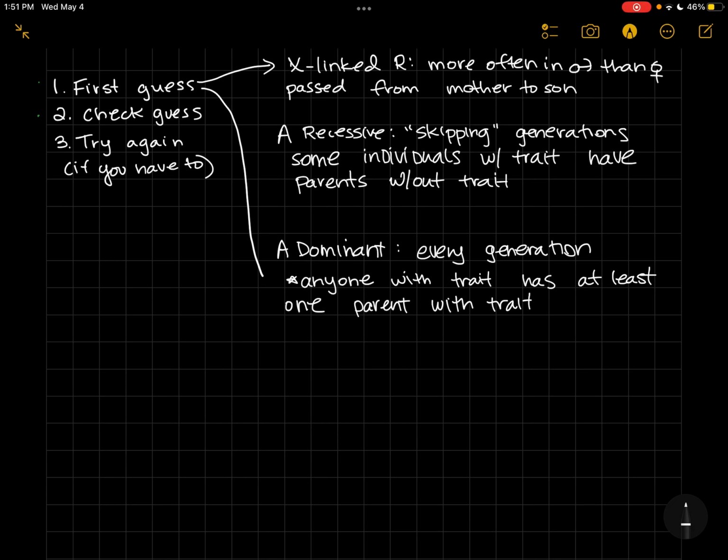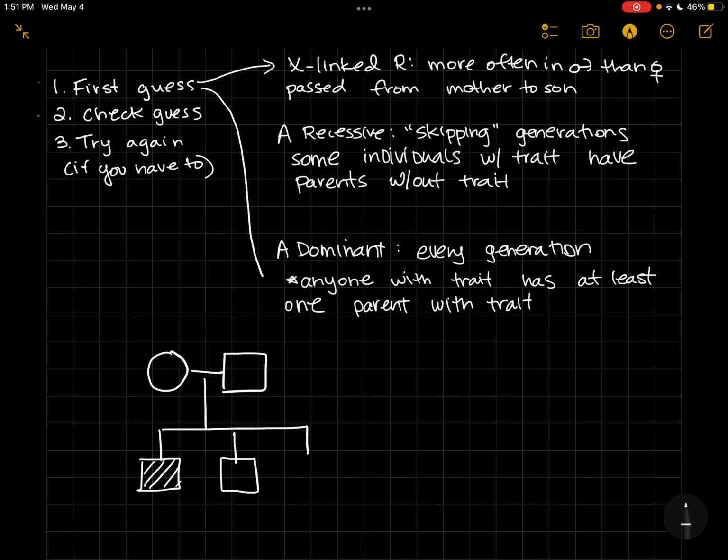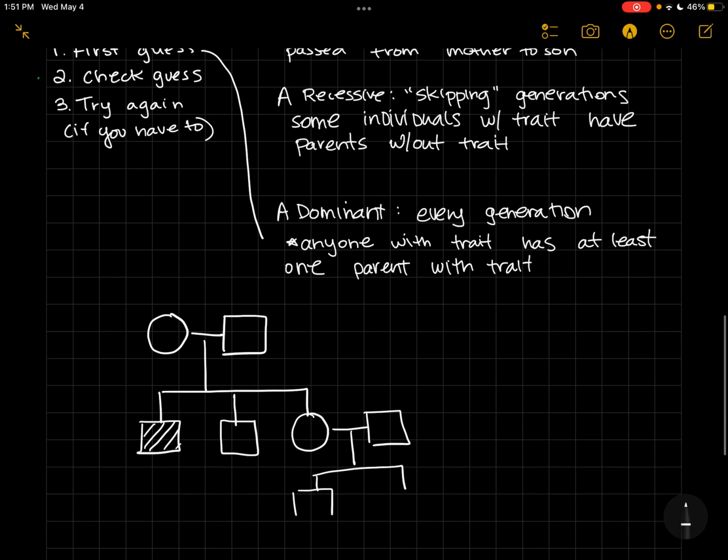So I want to look at one example pedigree. And I'm going to make it a little small so I can keep everything on here. But here we're going to have a female crossing to a male, and neither of them have the trait. And they're going to have 3 children. So one of their children is a male who does have the trait, a male who doesn't have the trait, and a female who doesn't have the trait. She's going to cross with a male who doesn't have the trait, and they're going to have 2 children, a male who does have the trait and a female who doesn't have the trait.